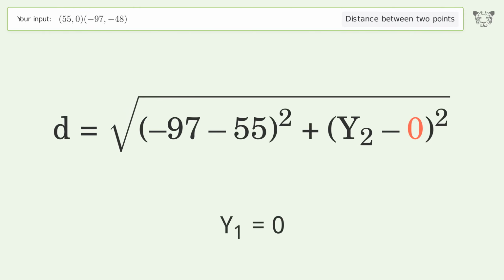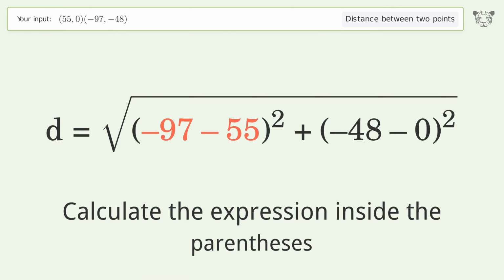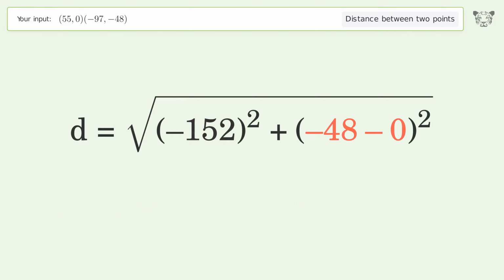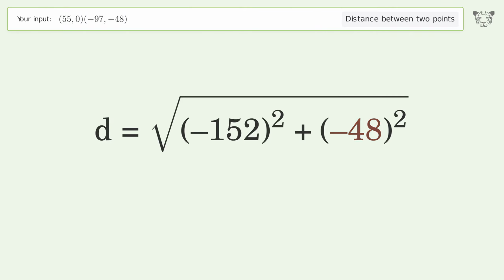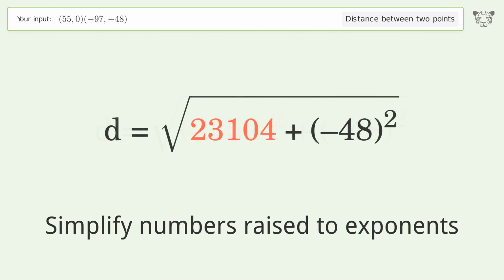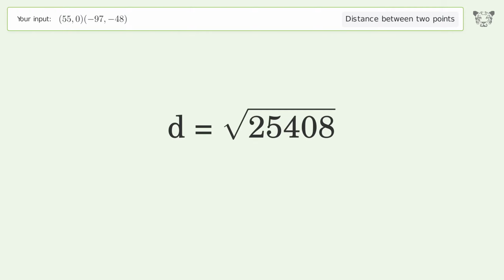Calculate the expression inside the parentheses. Simplify numbers raised to exponents. Simplify the arithmetic. And so the distance between the 2 points is the square root of 25,408, or 159.399.